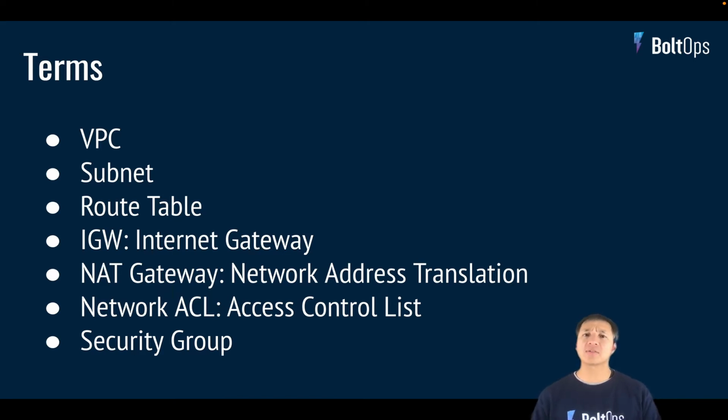IGW stands for Internet Gateway, and that's the device. There's a highly available device provided by AWS that allows you to route traffic out to the internet. So you associate the Internet Gateway with the route table, and then the route table with the subnet in turn, okay? NAT gateway stands for Network Address Translation, and this is for private subnets.